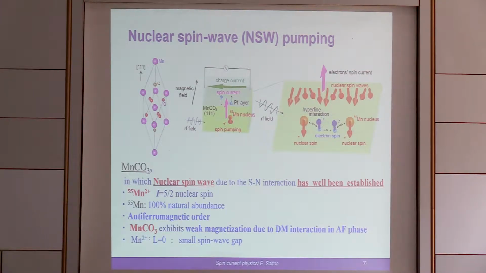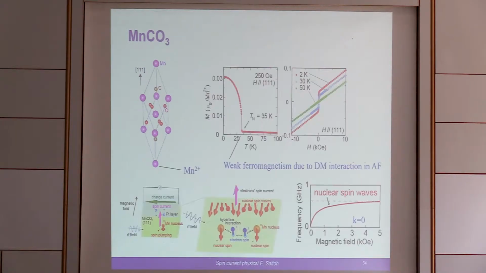Okay, so we put a platinum layer on the top of this material and measure the nuclear spin wave spin pumping. This is the magnetization as a function of the temperature. The Néel temperature is 35 Kelvin. Below this temperature, the weak ferromagnetic component appears like this. This is due to the strong DM coupling in this material. And in this material, the nuclear spin wave is very well established, and this is the calculated nuclear spin wave as a function of the magnetic field.